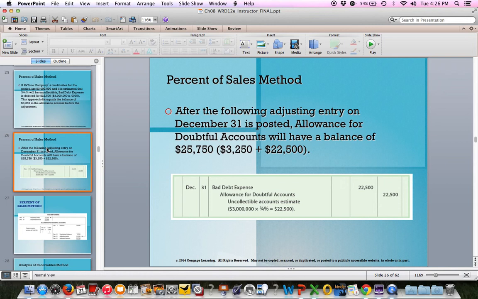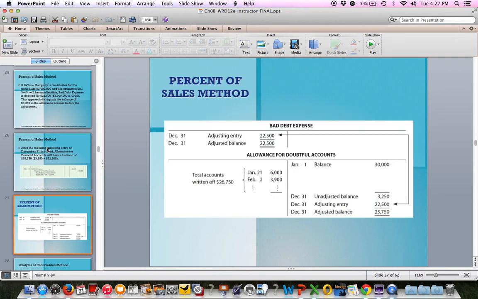My next part then is just to make the entry, which is to debit bad debt expense and credit the allowance for $22,500, and now the balance of the allowance account will be the existing balance plus the $22,500. And that's what they'll show us on the next slide. We had the original balance of $30,000, we did our write-offs of $26,750, and now we add our new adjustment for the year, and our ending balance is $25,750. So percent of sales completely ignores what your existing balance of the allowance account is. That's one really important thing to remember.